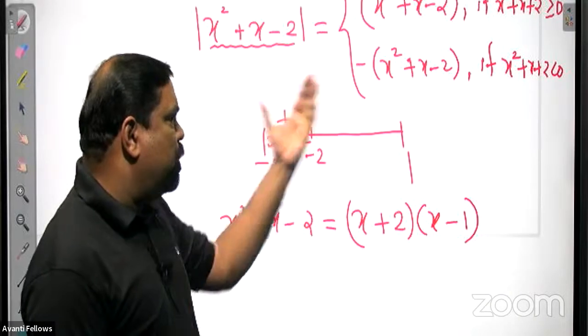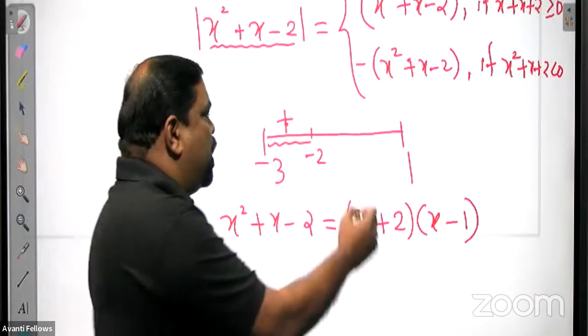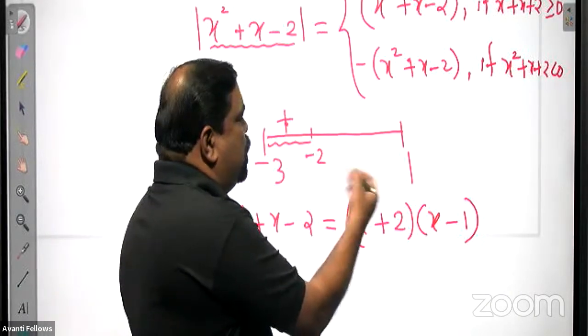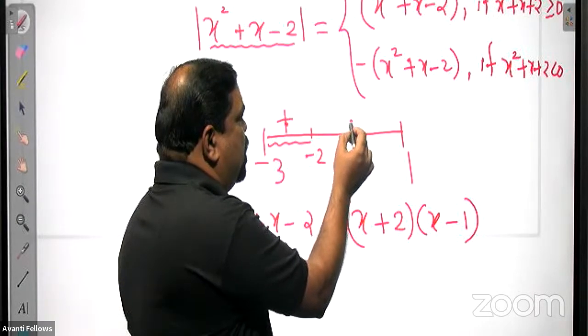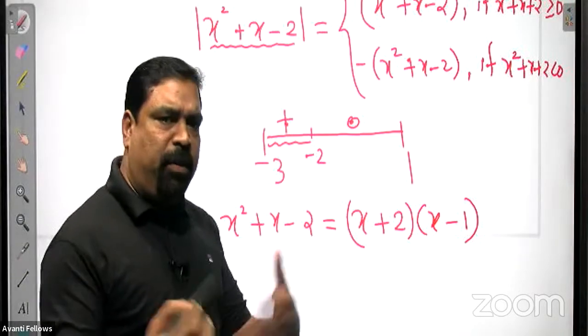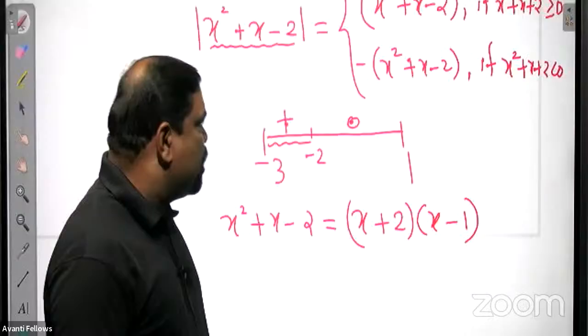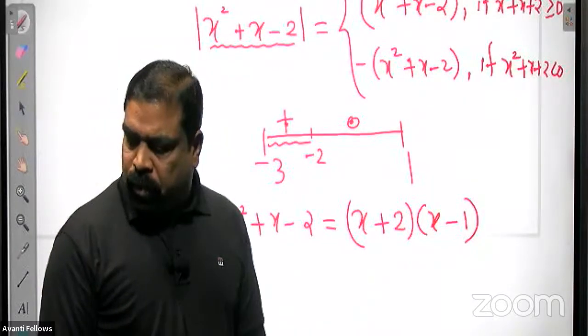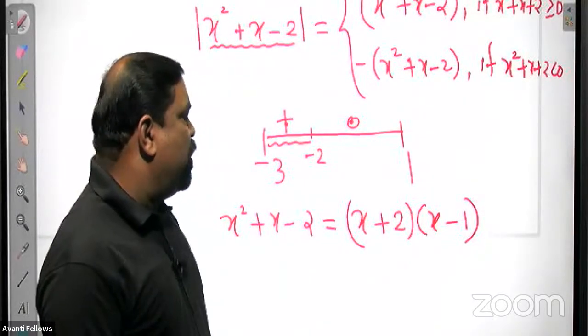So naturally, in the other part, it may be negative. You can check. You can take any value in between minus 2 and 1, for example 0. All this can be done in your mind actually. If I put x equals 0, what will you get?